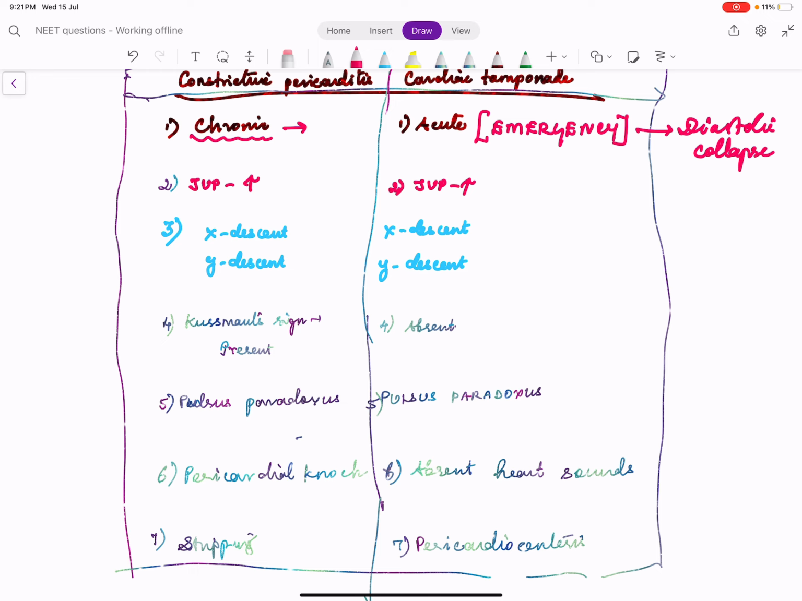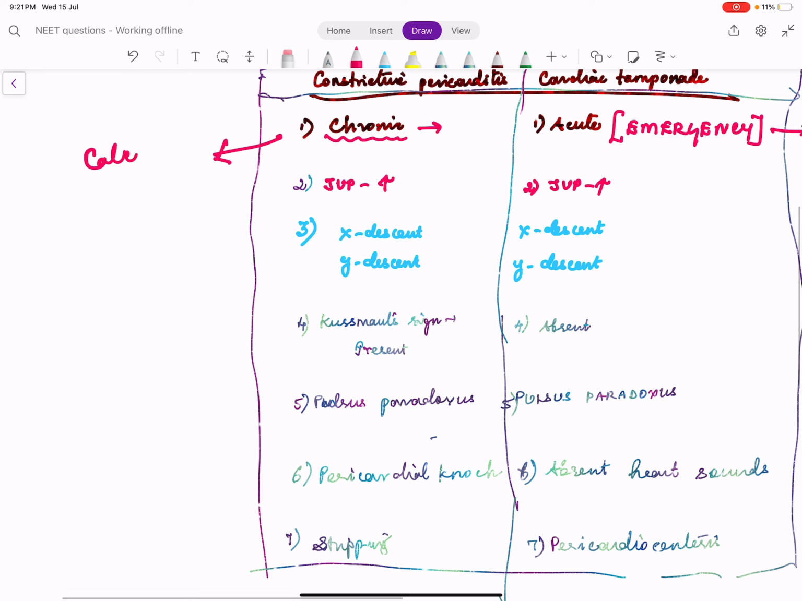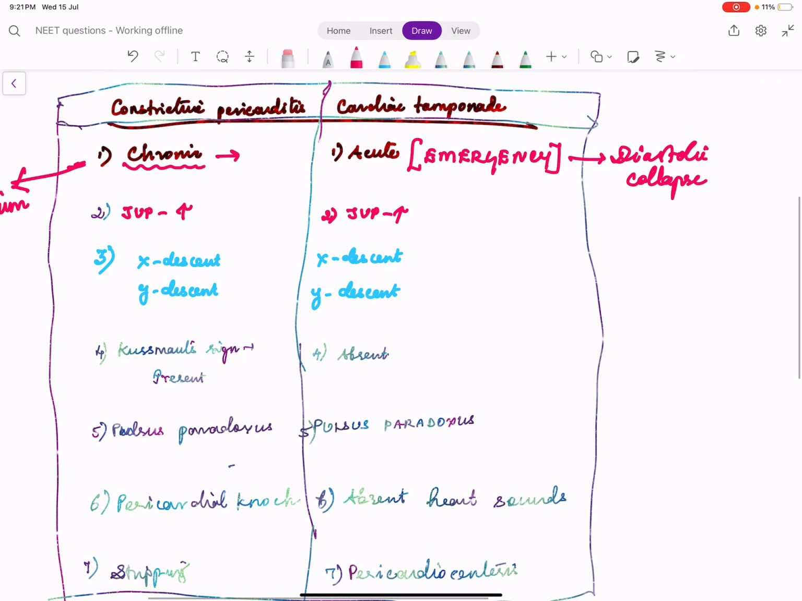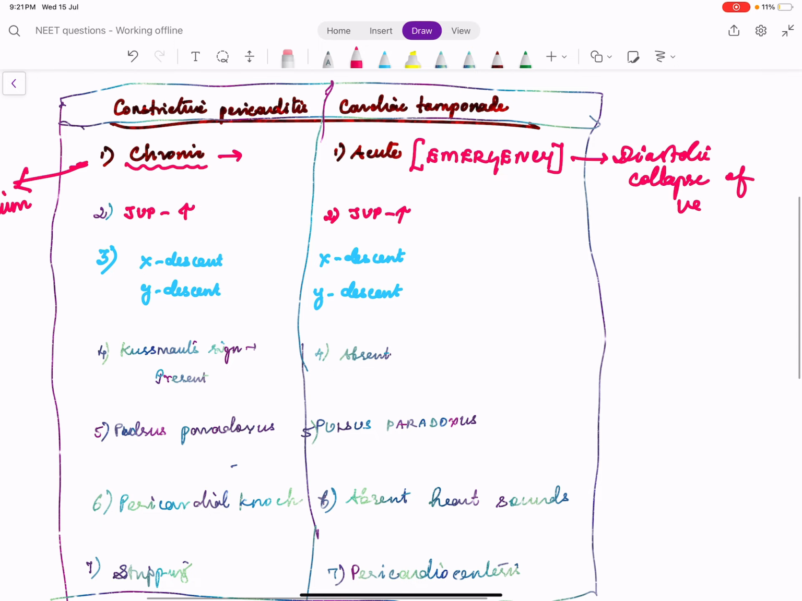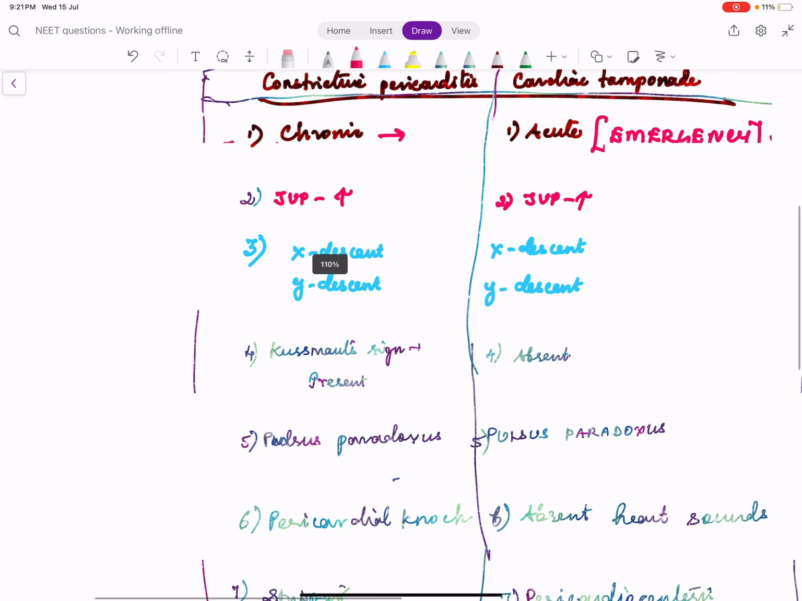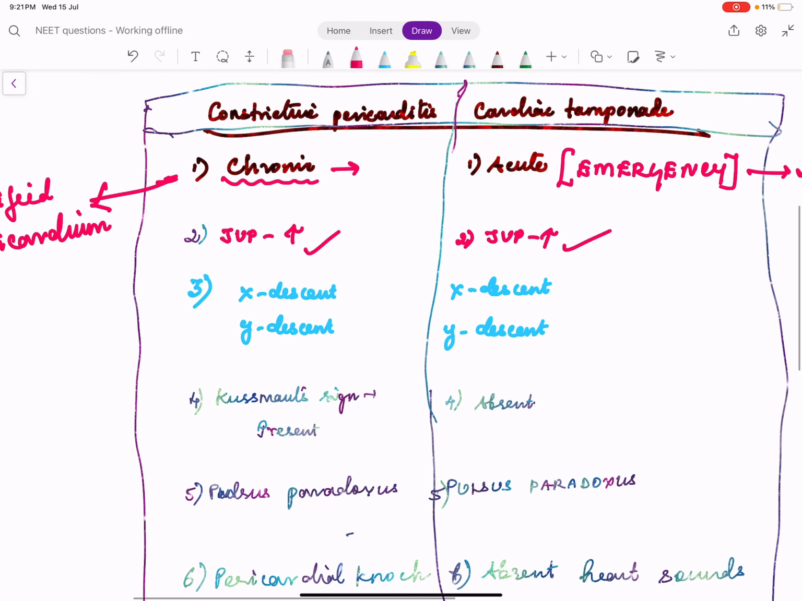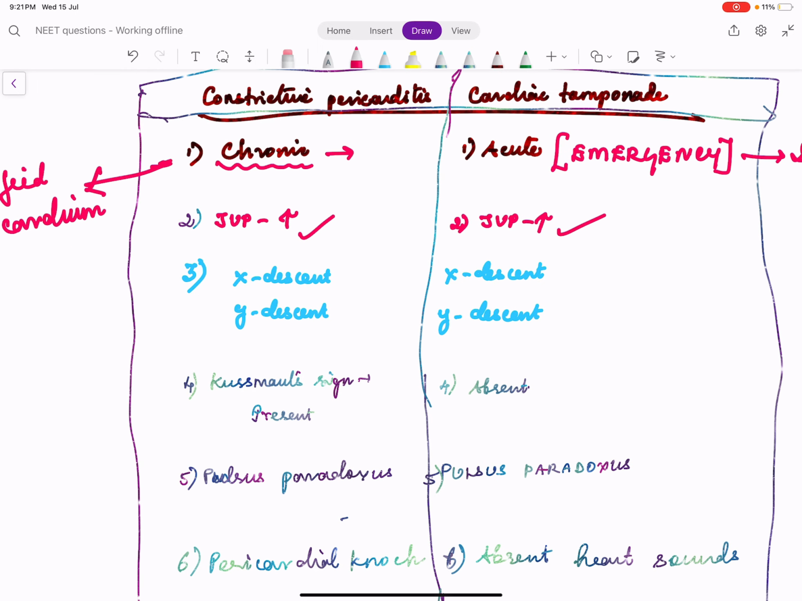What may be the echo finding in constrictive pericarditis? Thick or calcified pericardium. So constrictive pericarditis being chronic, there will be calcified pericardium. Cardiac tamponade is acute, so there will be diastolic collapse of ventricles in echo. Now since the heart is getting compressed in both these conditions, JVP will be elevated. But how to differentiate the JVP of both these conditions is by the waves.